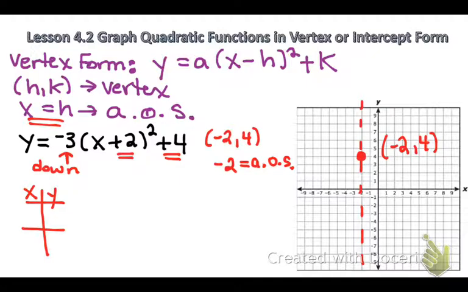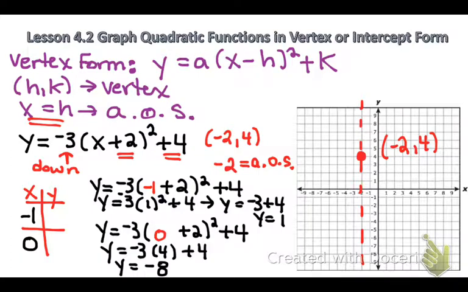Next, we're going to choose two values for x and sub them in. So I'm going to choose -1 for x and 0. I will sub them into the original equation to determine my y's. So when we sub in our -1 for our x and solve it, we end up getting y equals 1. The next one, we said x is equal to 0, and when we solve, we end up getting y equals -8.